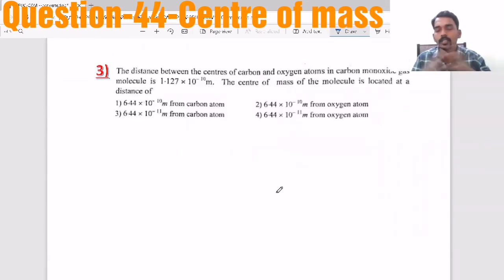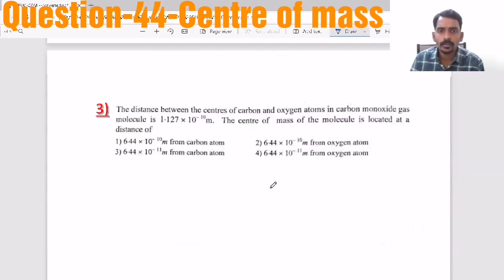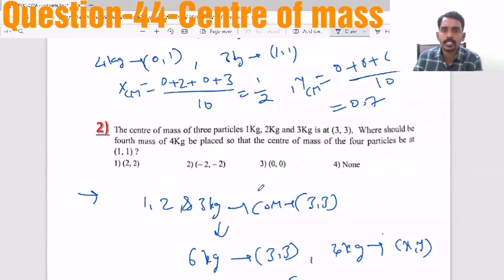Here in the second question, the question is a little bit different. You have to understand one thing: the 1 kg, 2 kg, 3 kg centers of mass given, you can consider together as one particle, because all that mass appears to be concentrated at that point.